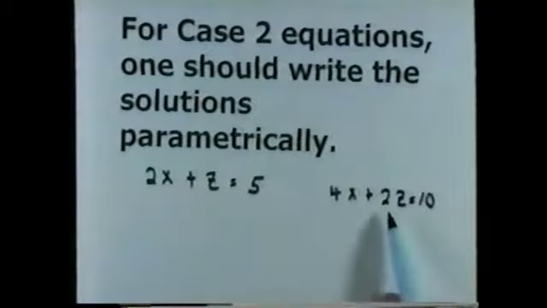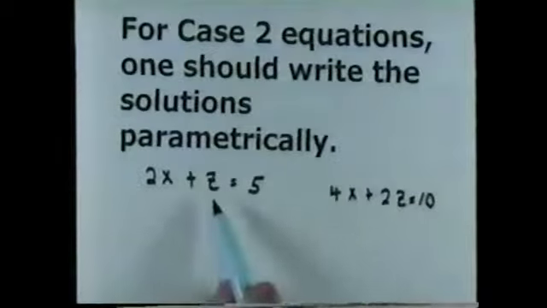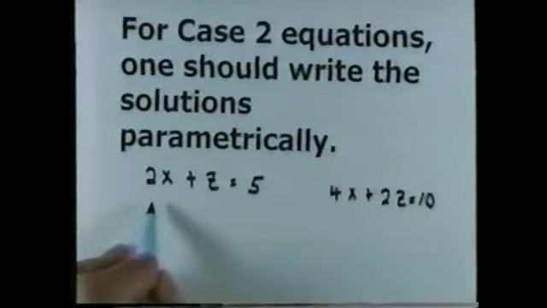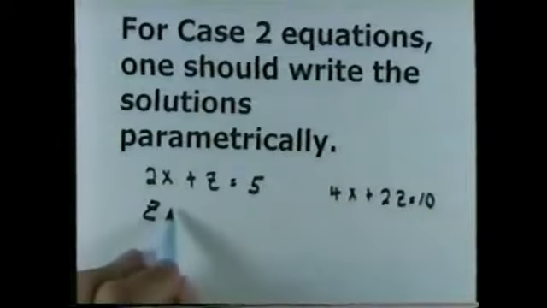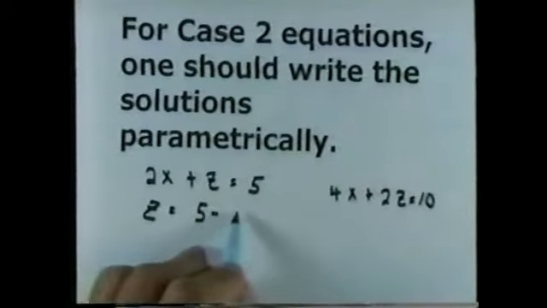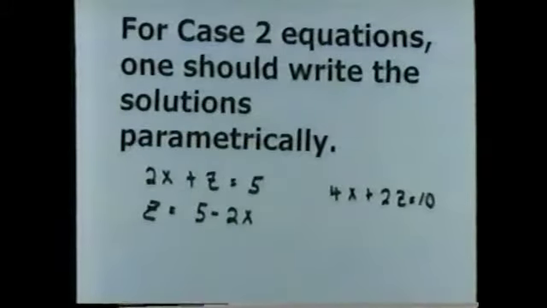Here's where the dependency comes in, because if I simply divide by 2, I would have the equation on the left. But if 2x plus z is equal to 5, then that means that z is equal to 5 minus 2x.